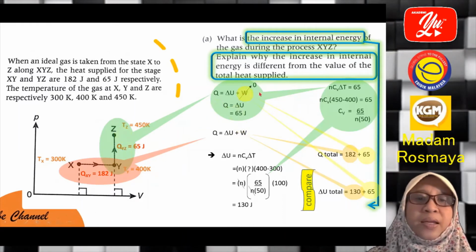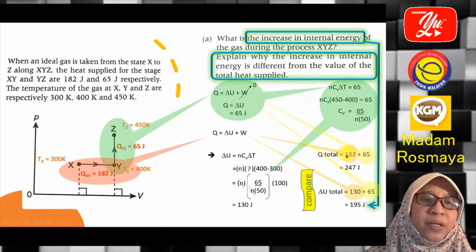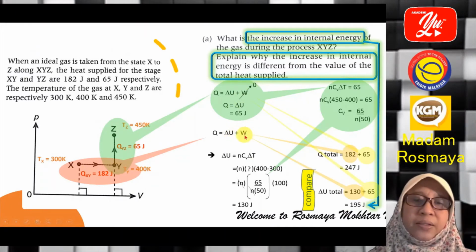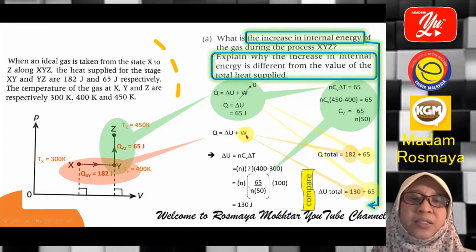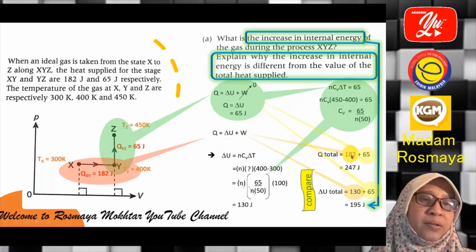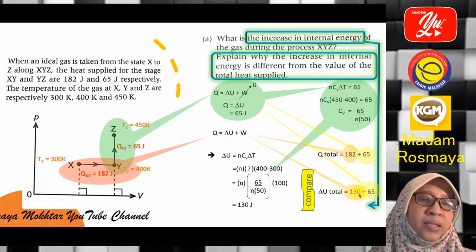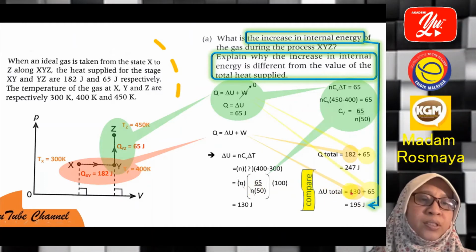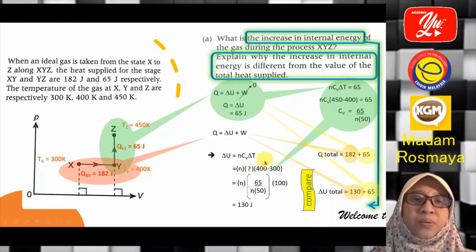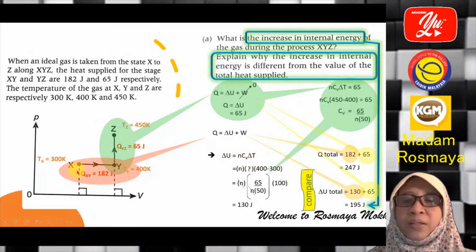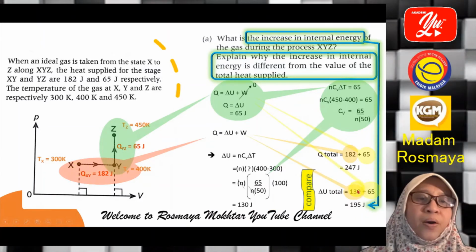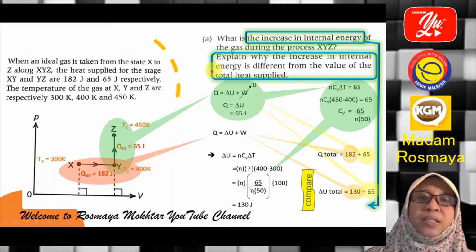From Y to Z, there is no work done. But for X to Y, there is work done because of the changes in volume. So this part, 182, 130. So this value 130 becomes less because of the work done in the changes happened from X to Y. Okay, so question A is done.